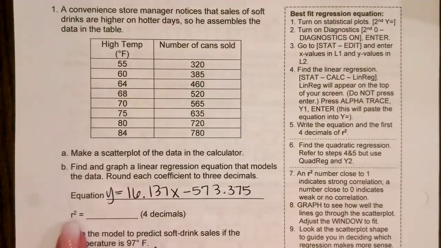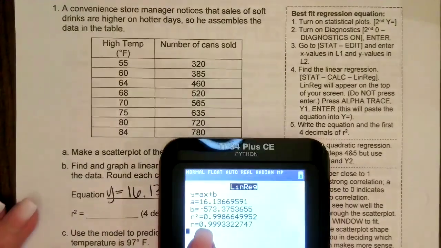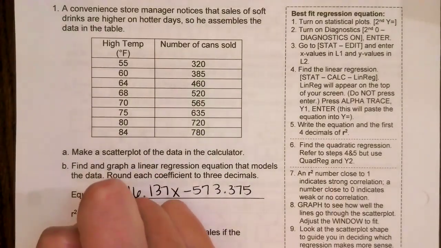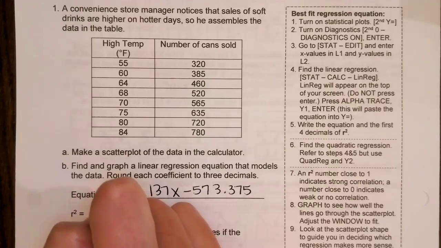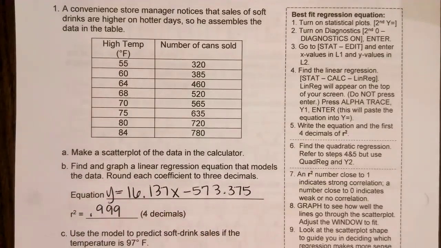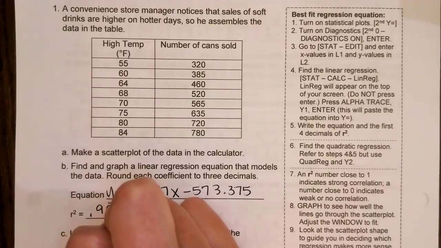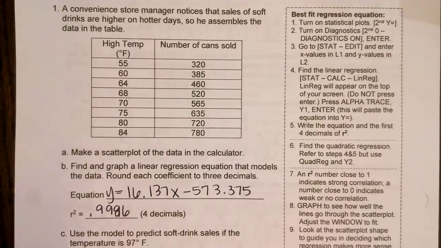Now, the next thing it asked me here is the R2. That is our correlation coefficient. And so when we turned the stat diagnostics on, it gave us that R2 value right there. So 0.999. Oh, sorry, we wanted 4 decimals, so 0.9986.